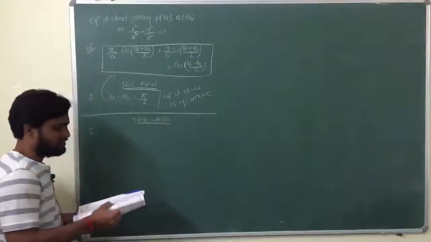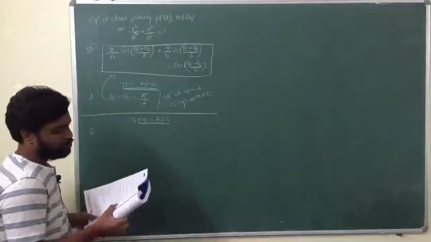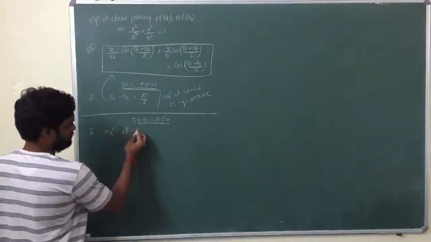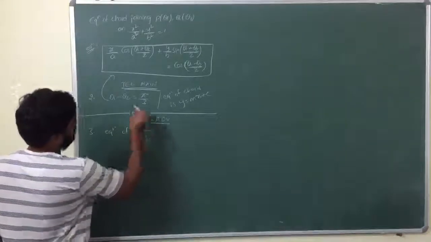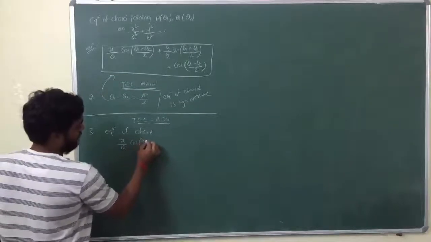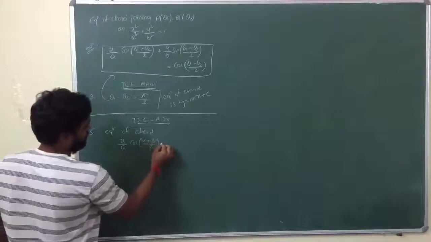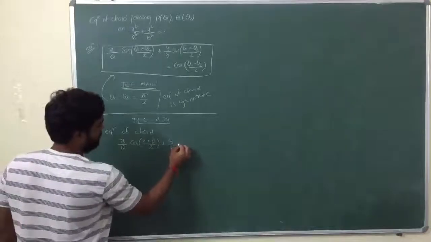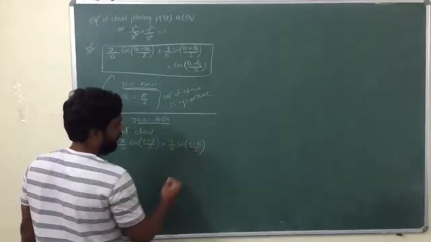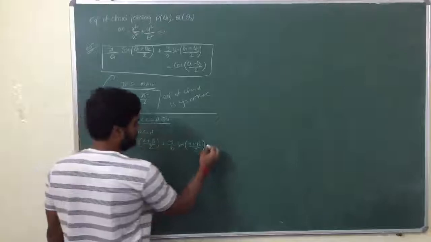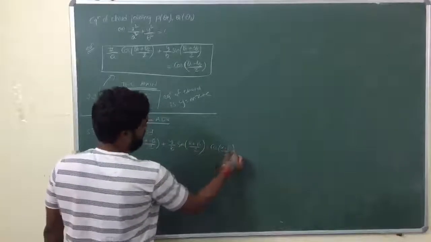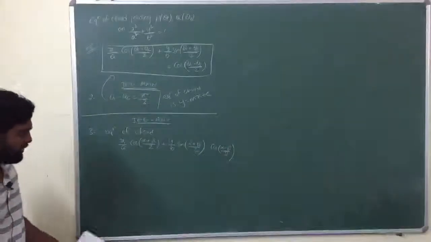If alpha and beta are eccentric angles of the ends of a focal chord of the ellipse. So first, equation of chord: x by a into cos of alpha plus beta by 2, plus y by b into sin of alpha plus beta by 2, alpha and beta are the endpoints, okay? Is equal to cos of alpha minus beta by 2.